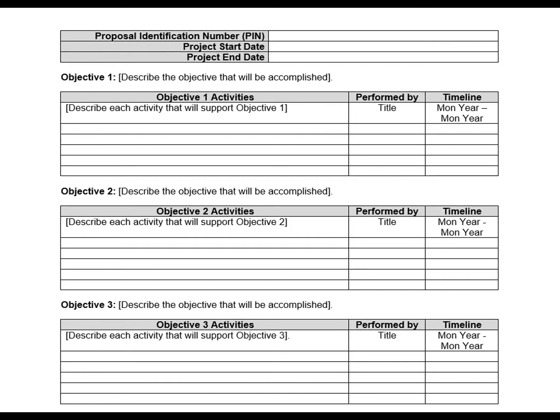Please do not change the formatting of this template in any other way other than to add additional tables or lines or delete unused tables. Also, please note that it's very important the project objectives and work plan template does not exceed 5 pages once completed.